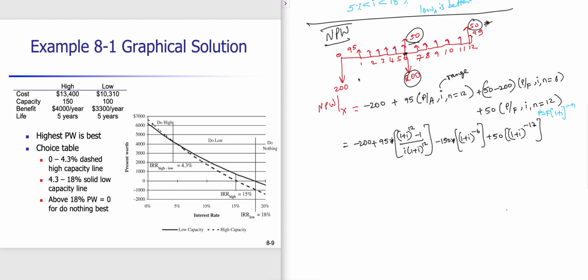1 plus I to the power of negative n, that's what's given in the textbook. So this is the net present worth when we buy machine X.